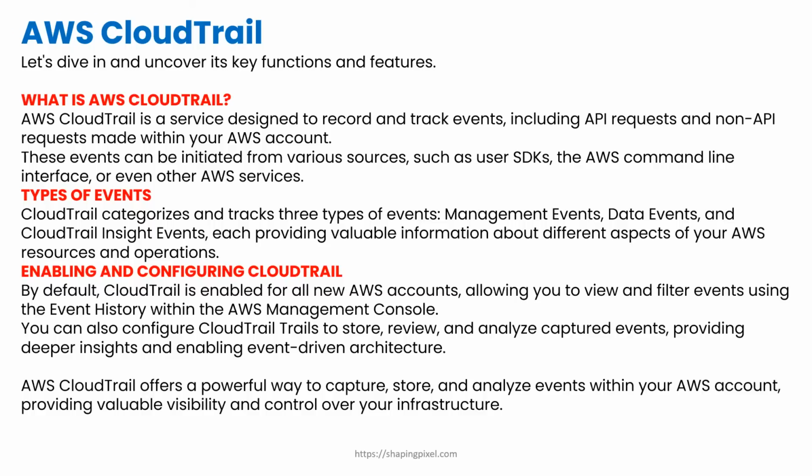So by default, CloudTrail is enabled for all new accounts, allowing you to view and filter events using the event history within the AWS Management Console. You can also configure CloudTrail trails to store, review, and analyze captured events, providing deeper insights and enabling event-driven architecture. AWS CloudTrail offers a powerful way to capture, store, and analyze events within your AWS accounts, providing valuable visibility and control over your infrastructure.